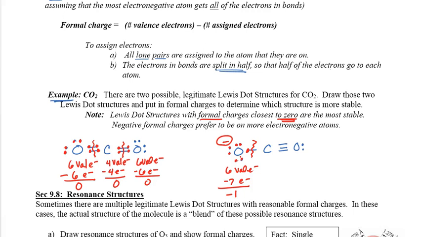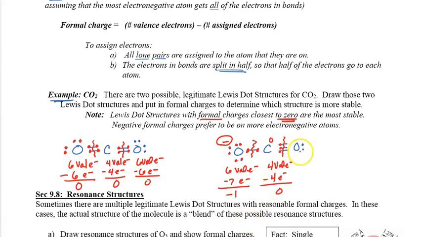That's another way of thinking about formal charge. This carbon here has 4 valence electrons, and it's assigned 1, 2, 3, 4, right? Because we're cutting those bonds in half. And so it's assigned 4 electrons. Subtract, and it does have a 0 formal charge there.